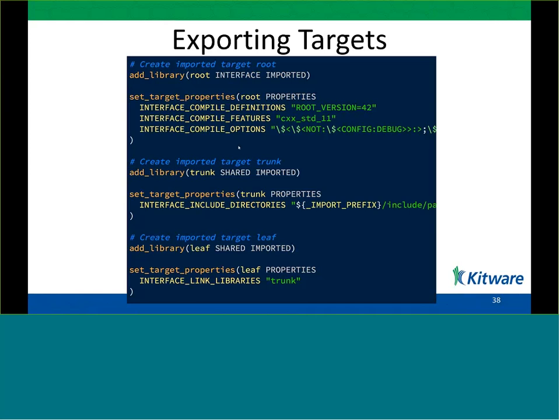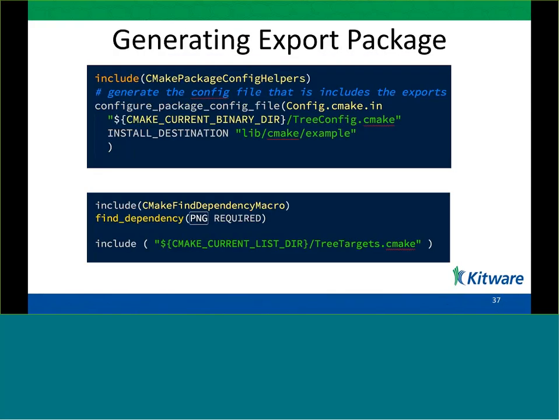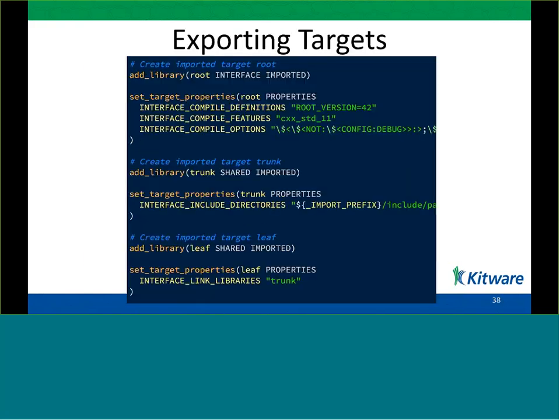Exporting targets. So I can create a library. I can set the properties of the interface include directories. And I'm setting the compile definitions. This is what the exported target looks like. So the three targets that CMake, this gets generated for you.